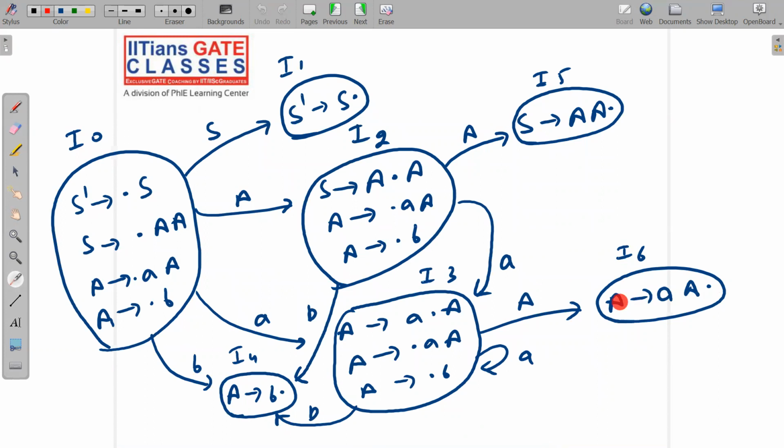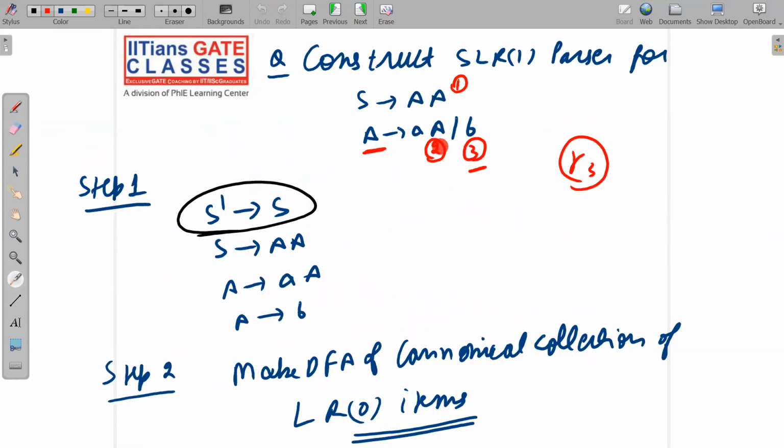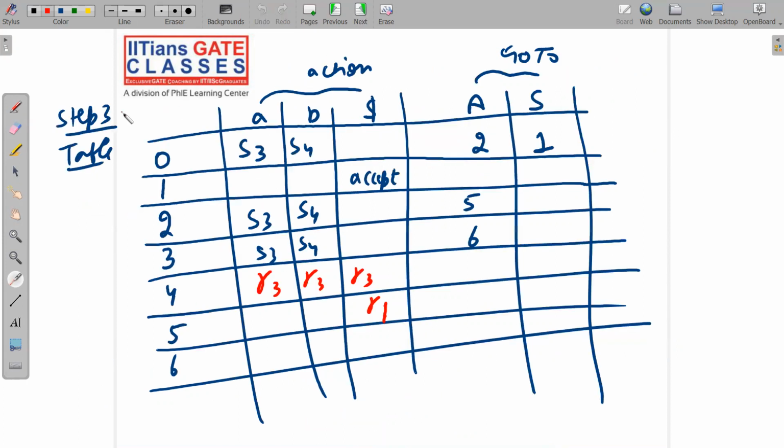Now, next, I6. A implies A dot. We have labeled it as production number 2, so I have to put entry R2, in follow of capital A. Follow of capital A, we have said already, is a, b, dollar. So I will put R2, R2, R2. Okay, that's it. Now our table construction is over.